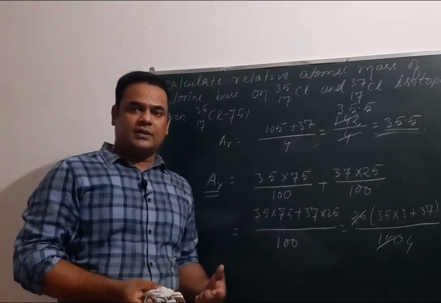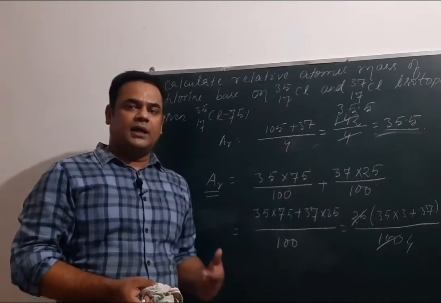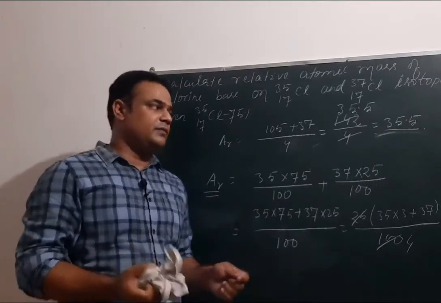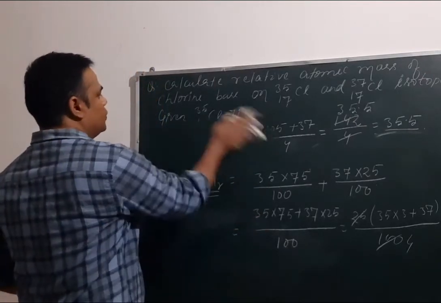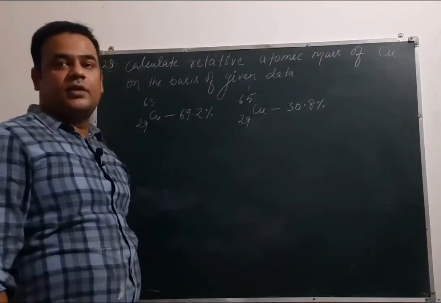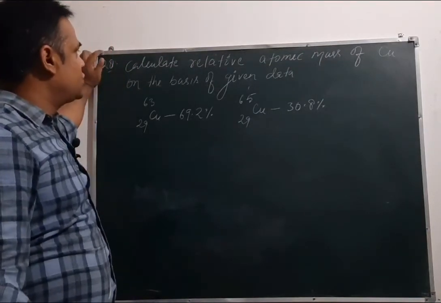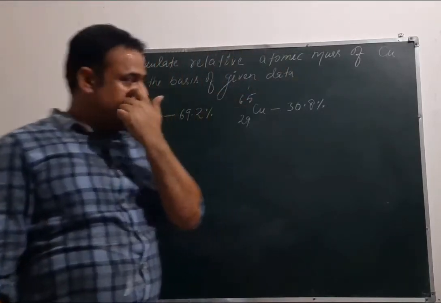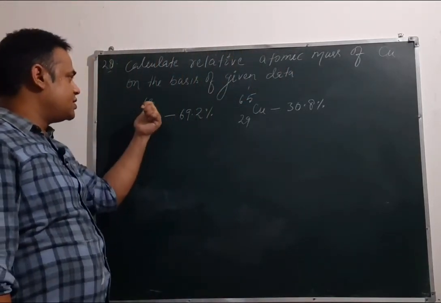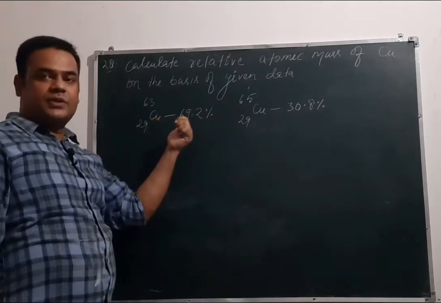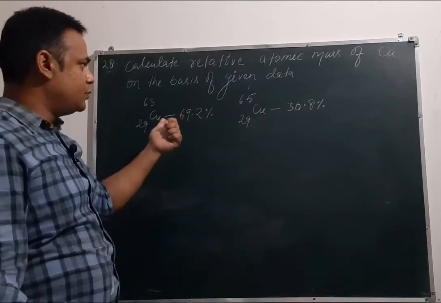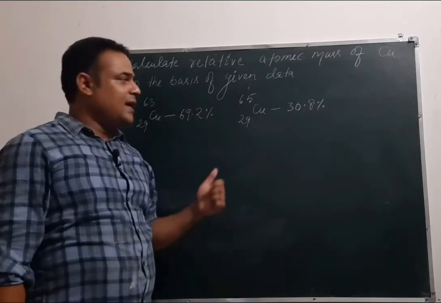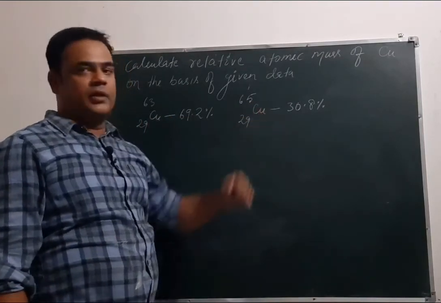Now I am going to give you the next question. Pause your video and try to solve it by yourself, and after trying, see the solution. This is the next question related to relative atomic mass. You have to calculate the relative atomic mass of copper on the basis of the given data. We have 63/29 Cu and 65/29 Cu, and the percentage isotopic compositions are 69.2% for 63/29 Cu and 30.8% for 65/29 Cu.